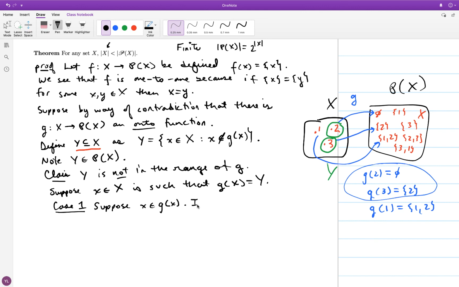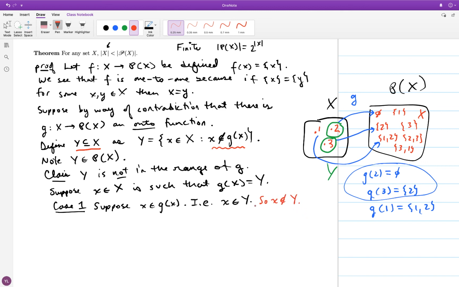Okay, so first case, X is in the set Y. X is an element of X, Y is a subset of X, X is either in there or not, right? Well, let's see here. If X is in Y, that's the same thing as saying X is in G of X, then let's take a look at the definition of Y. Y is exactly those elements that are not in their G of X's. So I conclude from this that X is not in Y.